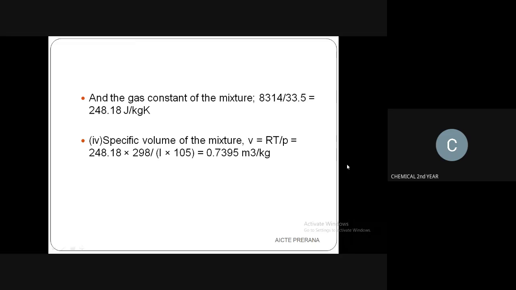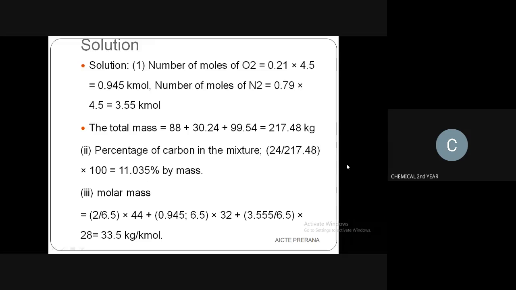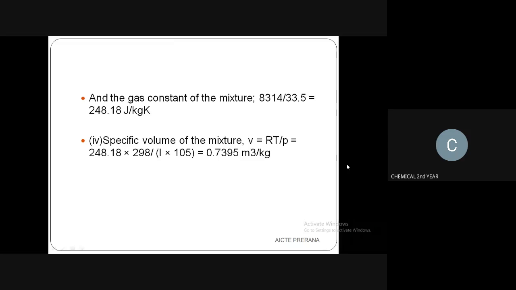Then you have to calculate the gas constant of the mixture. The common value of the universal gas constant is 8314, and this is divided by the total molar mass we have found here. Then for the specific volume we have the formula v equals R T divided by P. Substitute all the values, we already know everything. Pressure is given in bar, so convert it to the proper units, substitute all the values, and you get the answer as 0.7395 meter cube per kg.